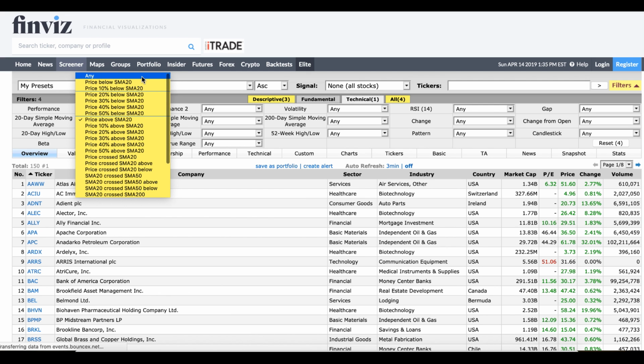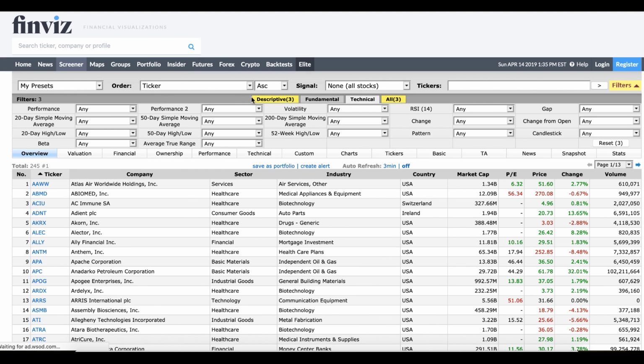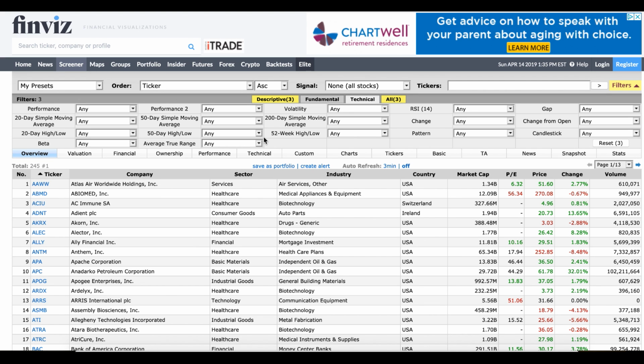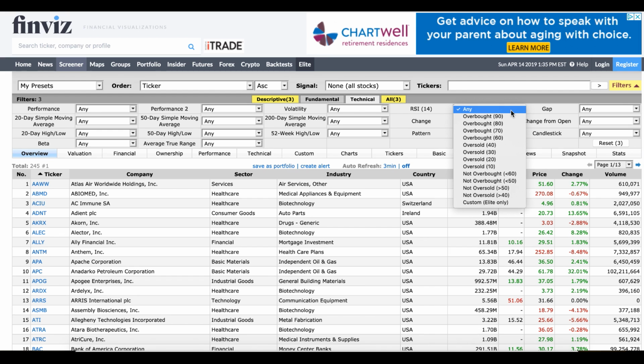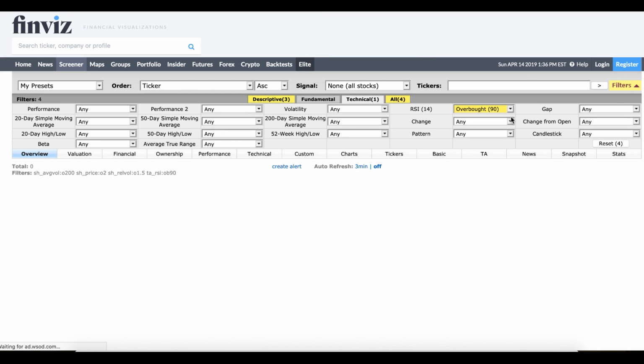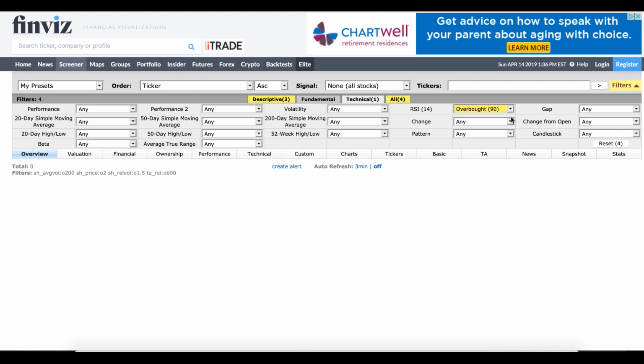Let's set all these back up to 0. We want to keep these descriptives the same. We want to keep $2 as a minimum price. We want to keep having a decent number of shares traded every day. But let's just, for example, see if there's anything that's overbought, over 90 on the RSI.